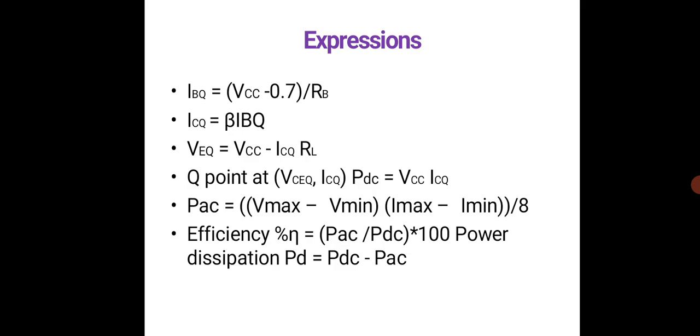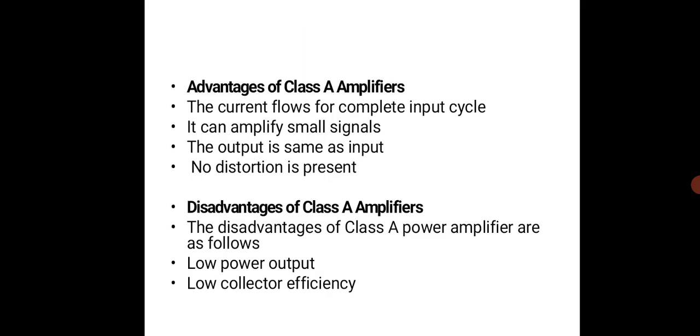So these are the important expressions that we should remember, that is IBQ, ICQ, VCEQ, Q point, then PAC, then the efficiency percentage and power dissipation. So what are the advantages of Class A amplifier? The current flows for complete input cycle. It can amplify small signals. The output is same as input. No distortion is present. However, it has certain disadvantages. So low power output, lower collector efficiency.